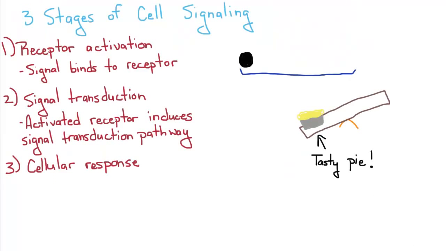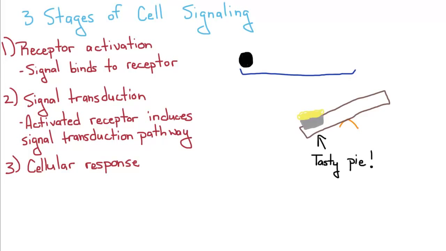There are going to be three different stages of cell signaling. First, you have receptor activation. This is when the signal binds to the receptor. From there, you've got what's called signal transduction, in which an activated receptor induces the signal transduction pathway. And this is how I am going to explain the signal transduction pathway.